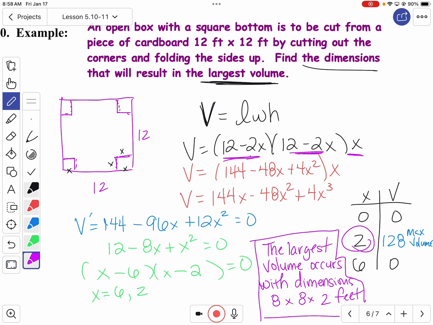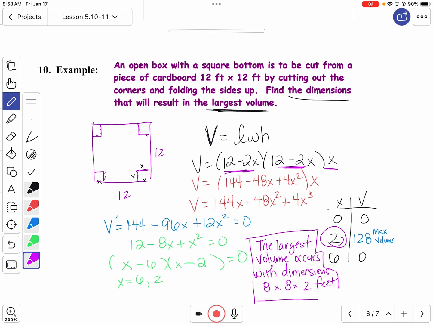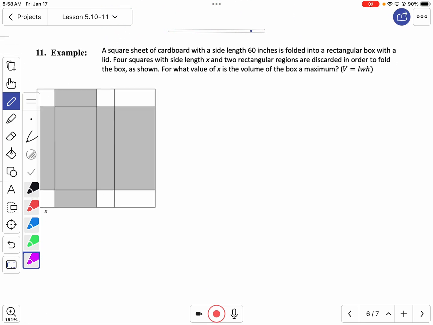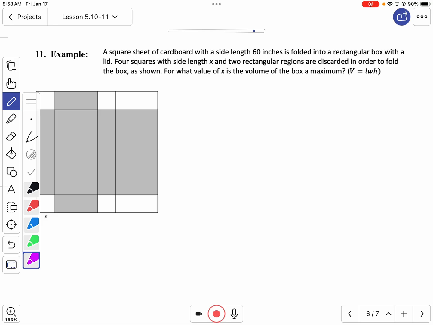Let's do another one that's similar. But this time we're going to close the top on the box. Does this make a huge difference in what we do? Okay, a little bit.